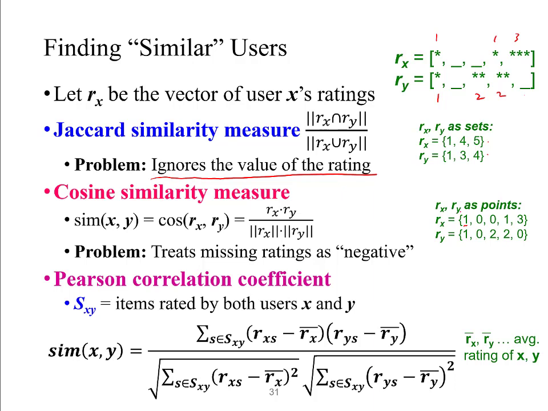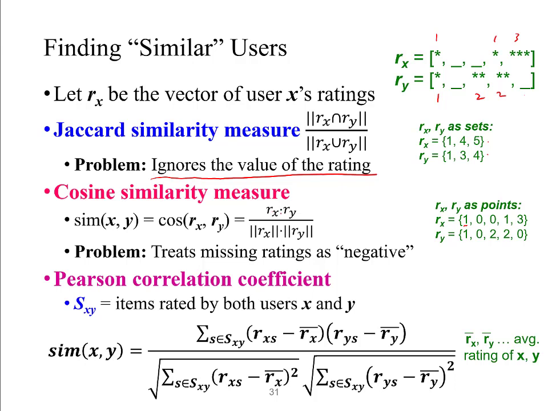So the angle between Rx and Ry, the cosine of that angle, would be the cosine similarity. But the problem here is that they actually treat missing ratings as negative. What does it mean? The cosine of Rx and Ry essentially equals the inner product of Rx and Ry, divided by the norm of Rx and then divided by the norm of Ry.